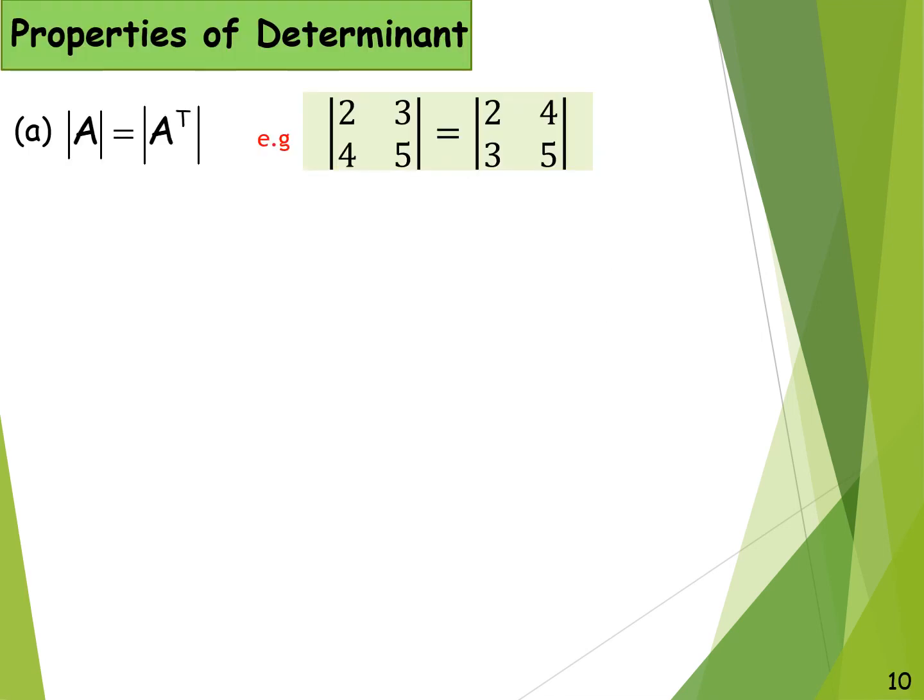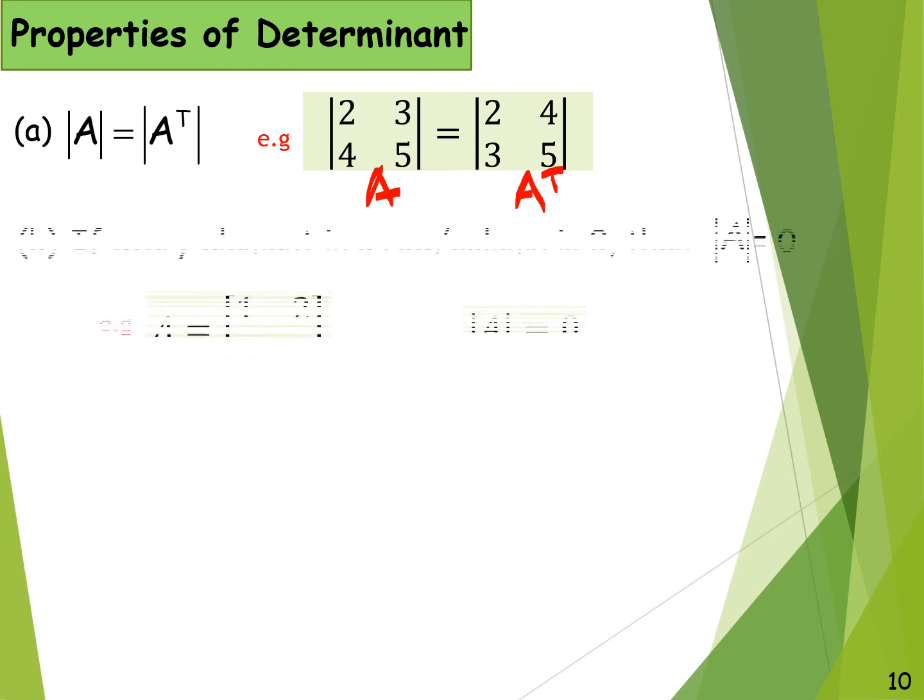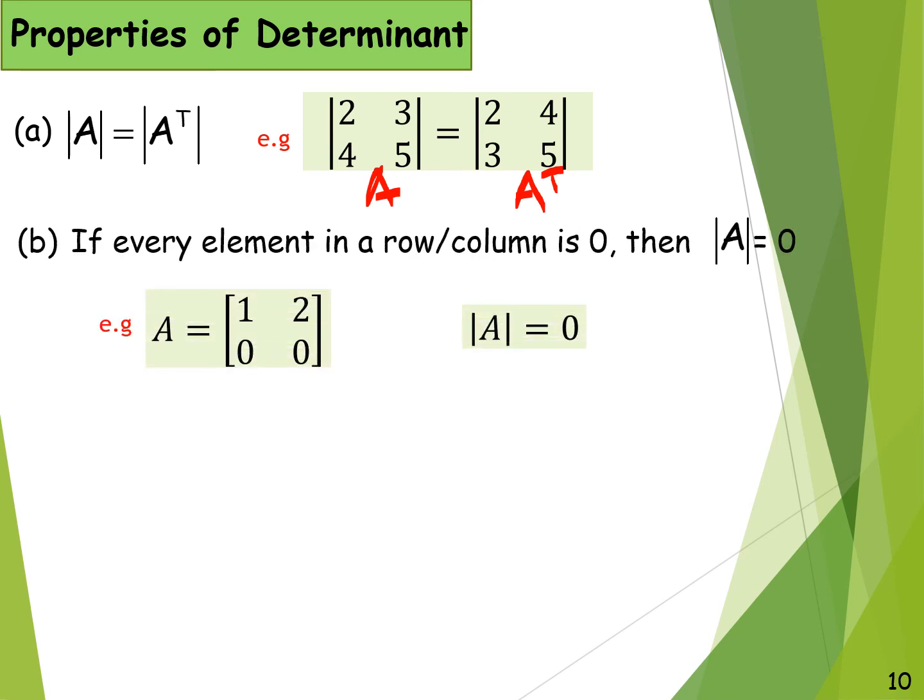Properties of determinant. A. Determinant A is equal to determinant A transpose. For example, the determinant of 2, 3, 4, 5 is equal to the determinant of 2, 4, 3, 5. This is A and this is A transpose. B. If every element in a row or column is 0, then determinant A is equal to 0. All elements in the second row are zeros, so determinant A is equal to 0.